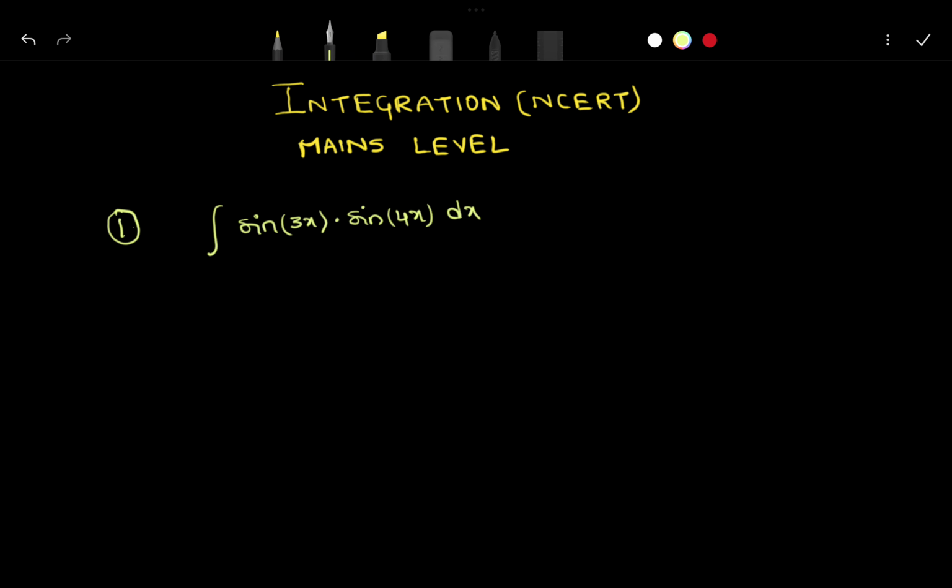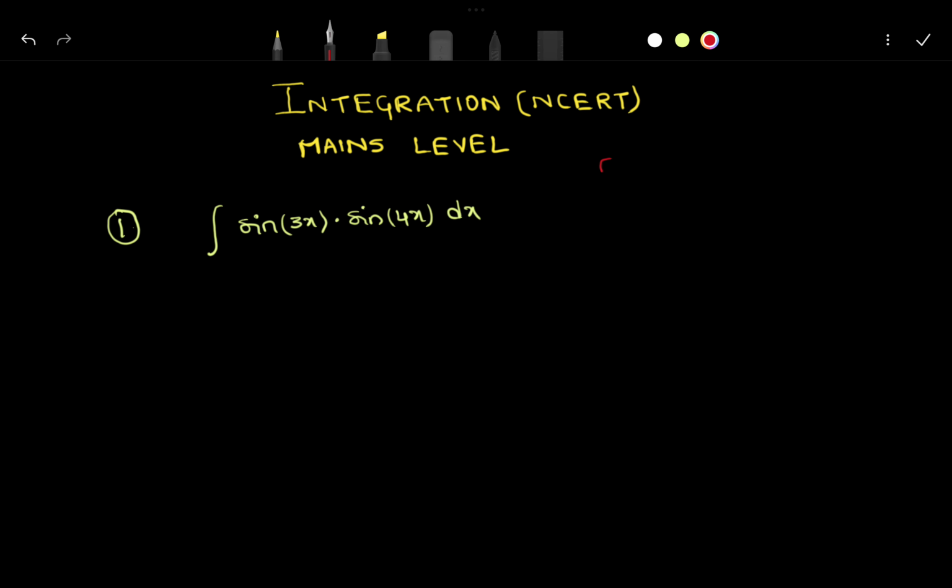In this video, we are going to discuss one of the most important applications of trigonometry: how to use it in integration. Now this problem is the integration of sin 3x into sin 4x. So everyone, please revise some important formulas in trigonometry.